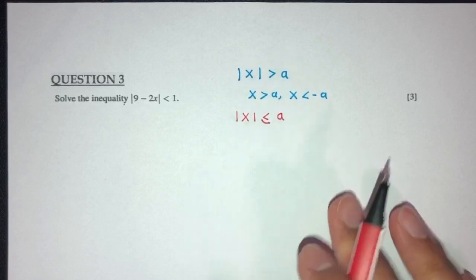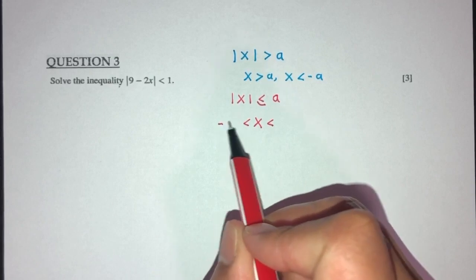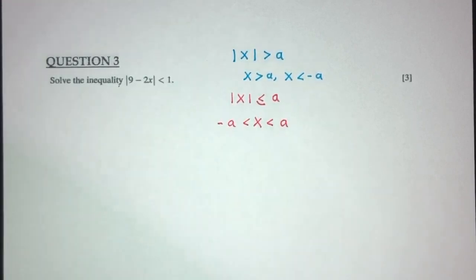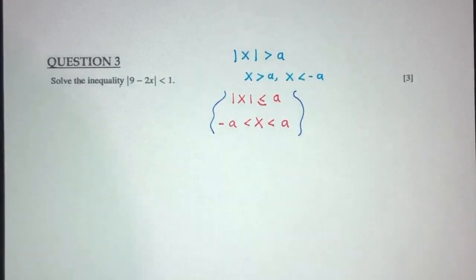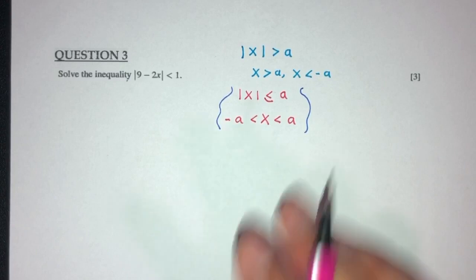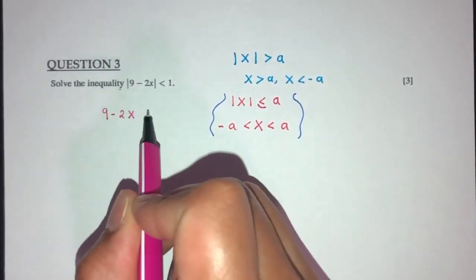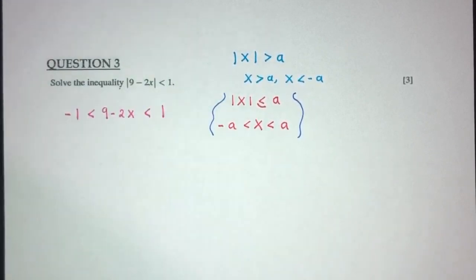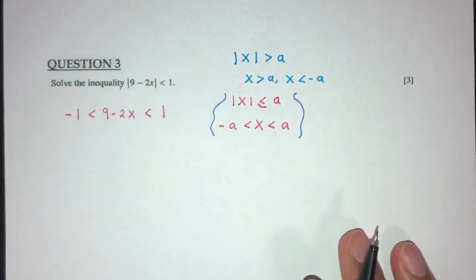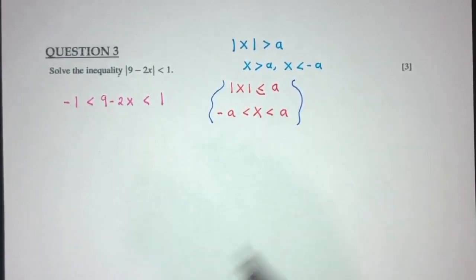Now when it is less, it will break down into what? We have x between the values of minus a and a. So this is the main point of this question. We have to know this one as well for solving inequalities. So here, the value inside, 9 minus 2x, is between the values of minus 1 and 1. Now this only applies when we have x inside the modulus, only on one side, and a constant on the other side. We can use this directly.